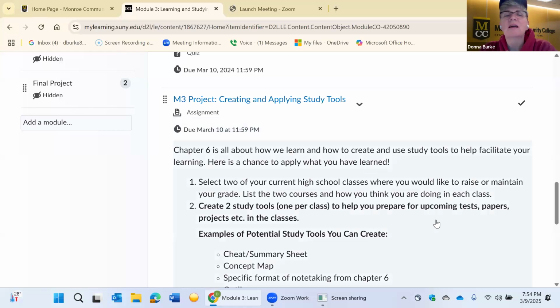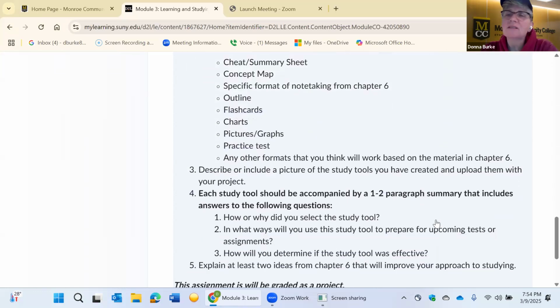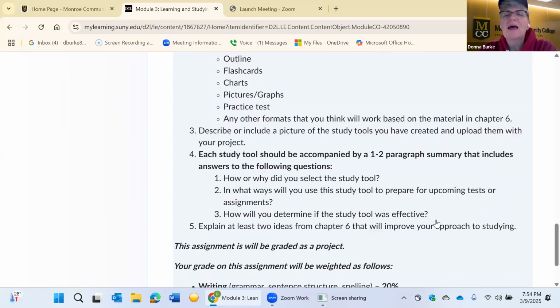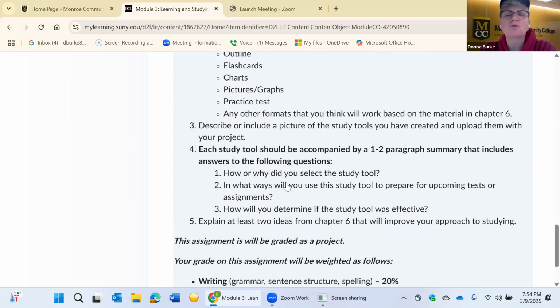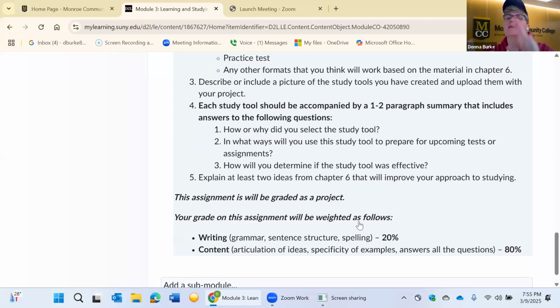That's where you take two of your high school classes and create a study tool for each of them, and then talk about each study tool. You're going to submit a picture or some kind of representation of what you created. In your paragraph for each tool, talk about how and why you selected that tool, in which ways you will use the tool to prepare for an upcoming test or assignment, how you will determine if it's effective, and explain two ideas from chapter 6 that will improve your approach to studying and that you plan to use.